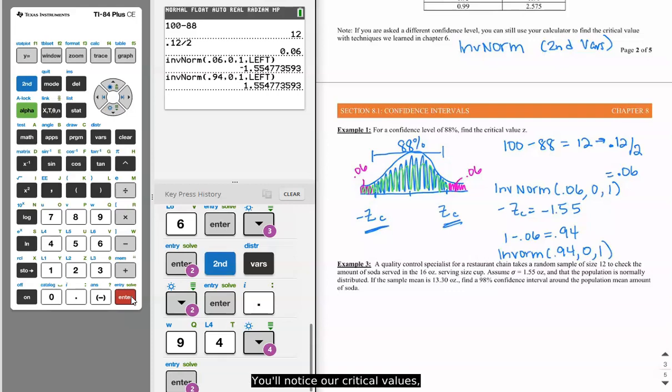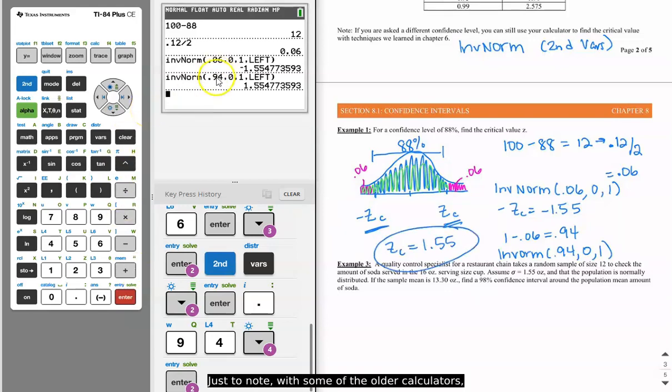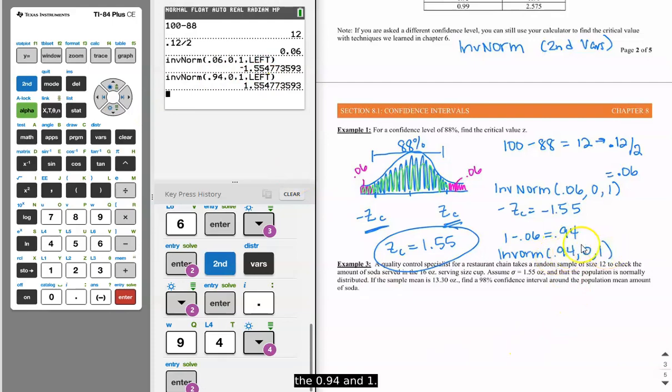So you'll notice our critical values, the only real difference between the numbers is one's positive, one's negative. So if it just asks for a critical value, we usually give the positive critical value. So we would say 1.55. All right. So just to note, with some of the older calculators, they don't give you this option of left or right. It's always defaulted to left. So you just want to put in here what I have here, the 0.94, 0, and 1.